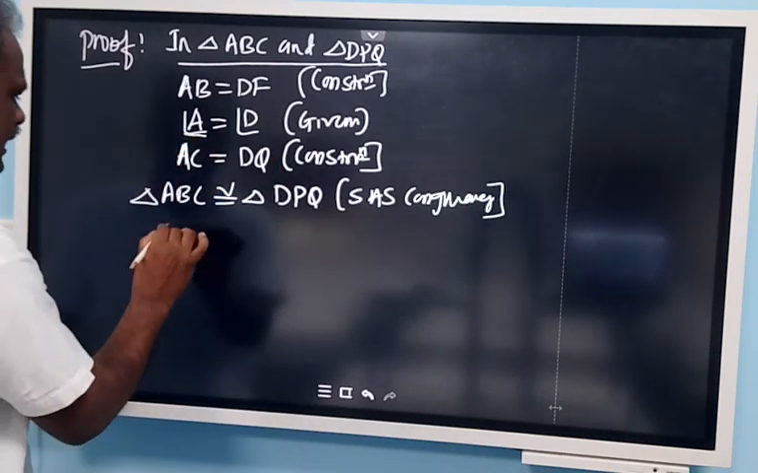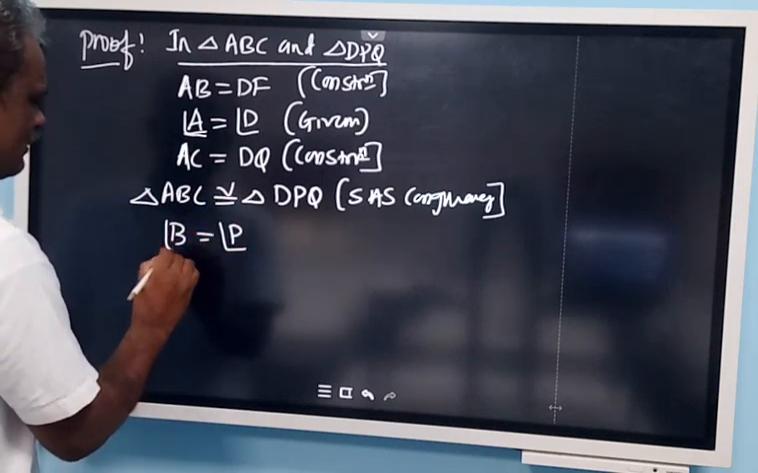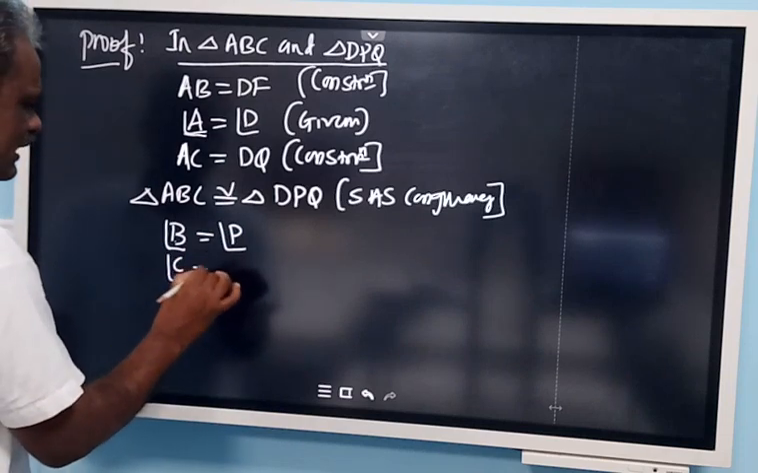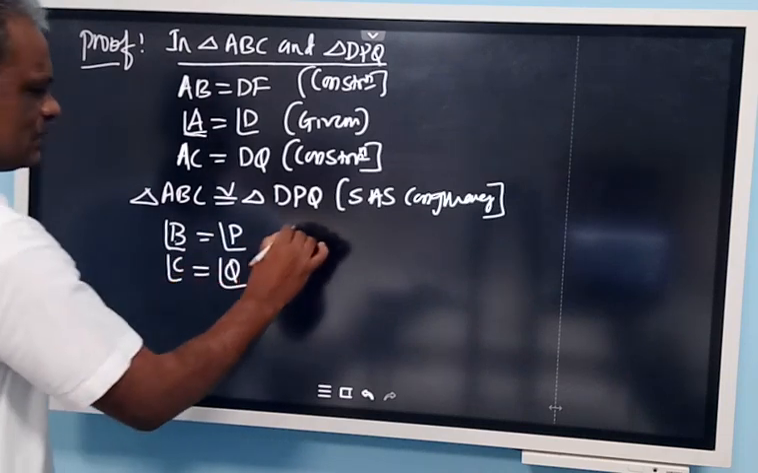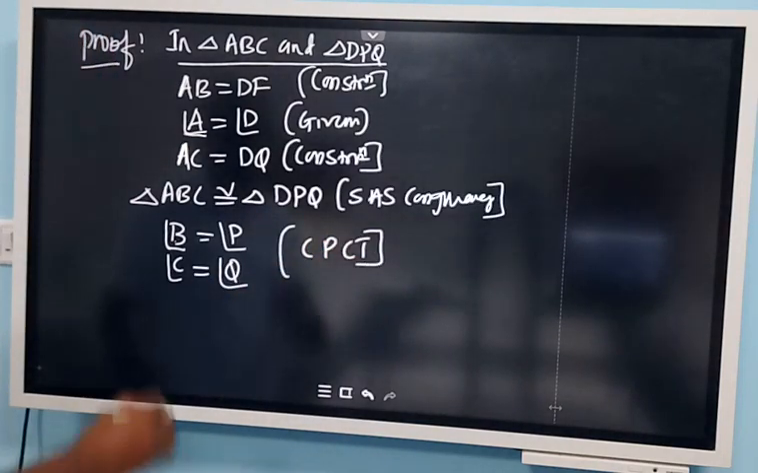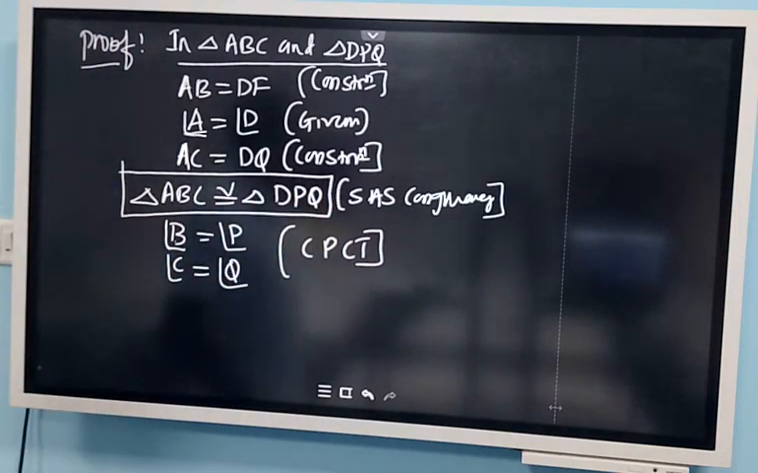So what else can you write? Angle B will be equal to angle P. Angle C will be equal to angle Q. These are CPCT. By looking at this you can tell the corresponding angles are equal.